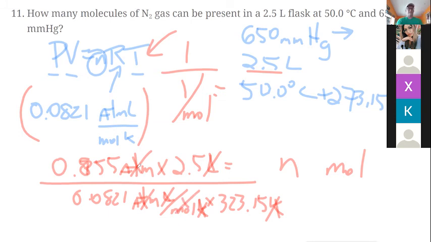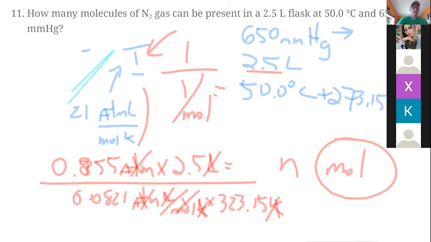So now, 0.855 times 2.5 divided by 0.0821 times 323.15 gives me N, and it gives me the unit. So how many moles is that? 0.081 moles.